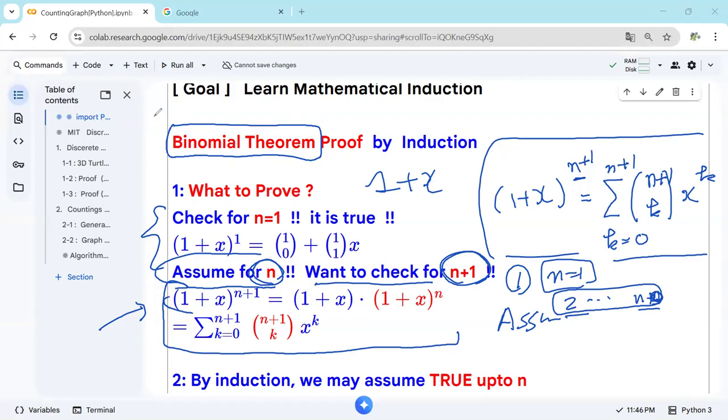So this is a kind of algorithmic proof. Just prove when n is 1, assume for up to n, and then prove the case for n plus 1. This is a step-by-step proof, but from a mathematical point of view, this is always true. Just following this step-by-step methodology, we can prove mathematical ideas.